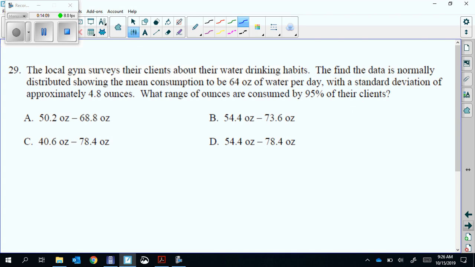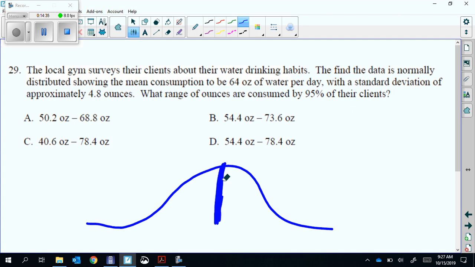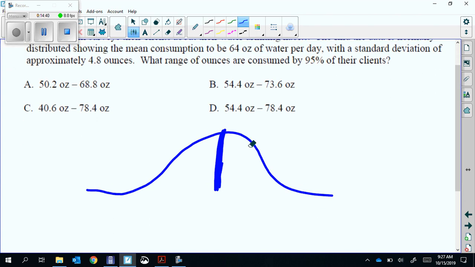A local gym surveys their clients about their water drinking habits. They find that the data is normally distributed, showing the mean is 64 ounces a day with a standard deviation of 4.8 ounces. What range of ounces are consumed by 95%? So for this, you need to remember that normal distribution chart and where the percentages go. Remember with this, the mean goes in the middle. And then from there, it goes out 1, 2, and 3 standard deviations.